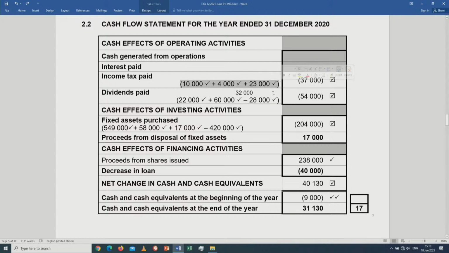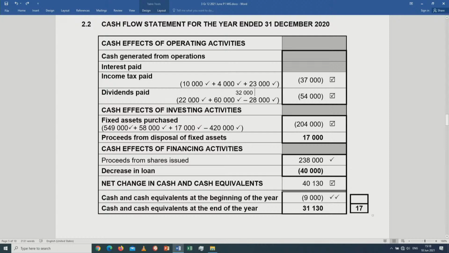Colleagues must also be aware of alternative methods of calculating income tax. It means one learner can say negative 10,000, negative 4,000, negative 23, and end up with a negative 37,000. So it will still be correct and full marks.